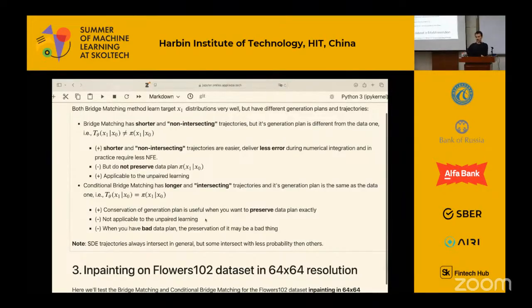And one particular case when preserving the initial plan is bad is unpaired learning, because conditional bridge matching will not have a possibility to learn a new relatively optimal plan, because it does not alter it. You just set the data plan and that's it. You do not change it after.